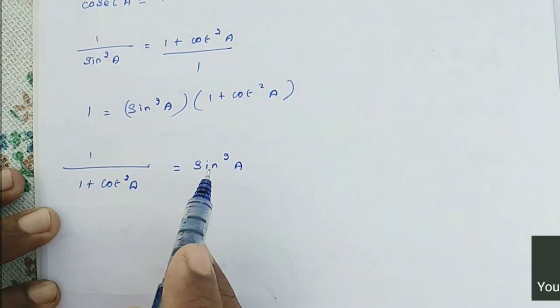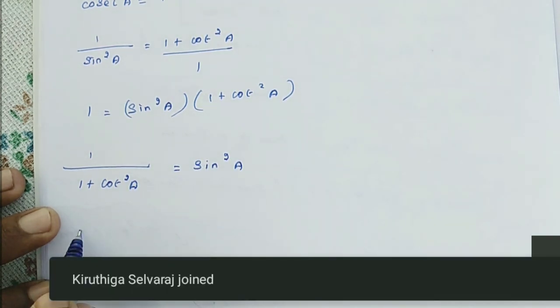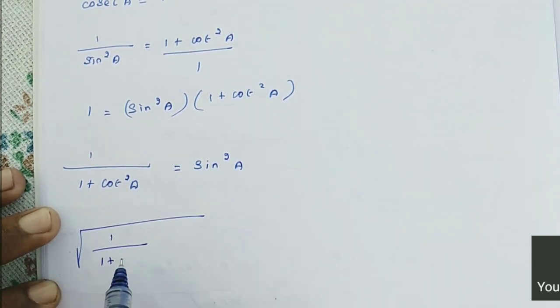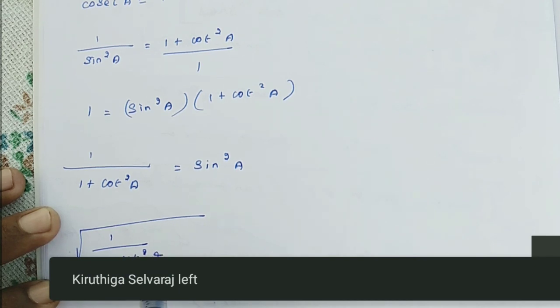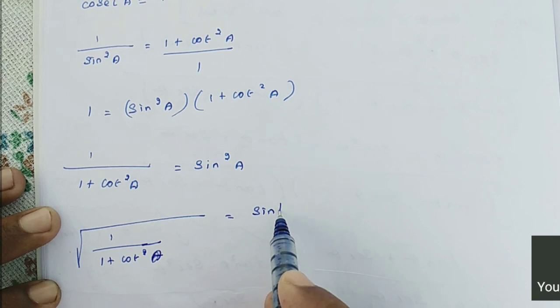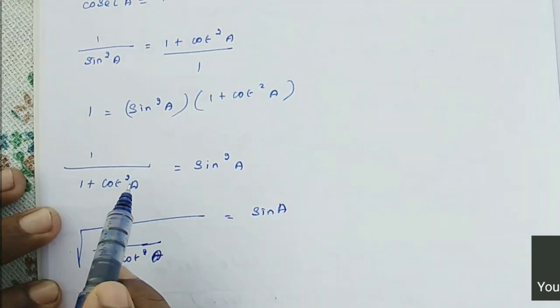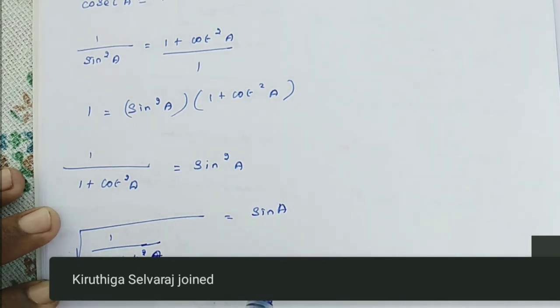Okay. Next, you have sin squared A, so you should write sin squared A as sin A. That is, it becomes 1 by 1 plus cot squared A, equal to sin A. Clear? Because sin squared A is 1 by 1 plus cot squared A. So for sin A, the root will be there, right?